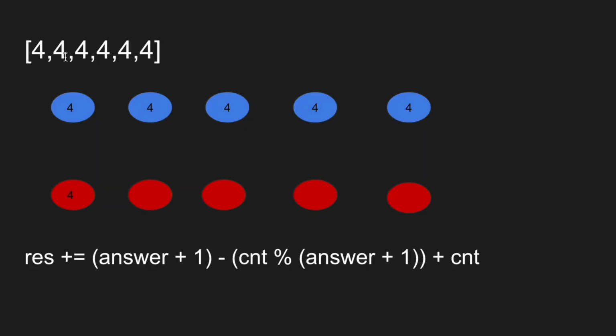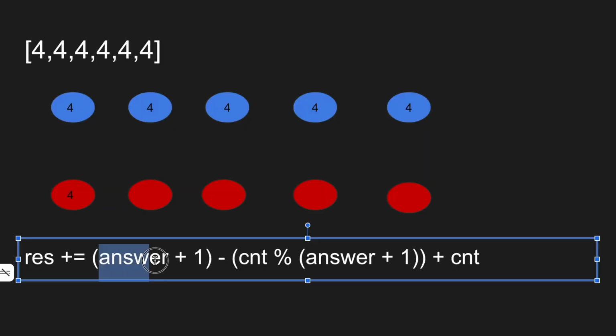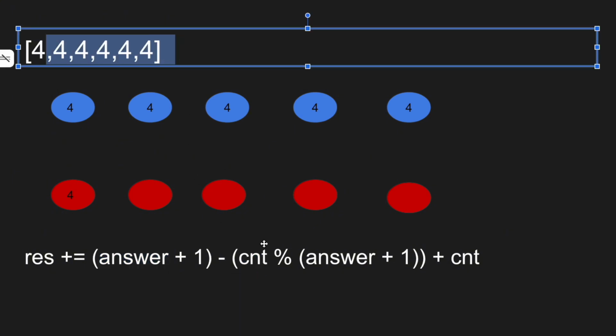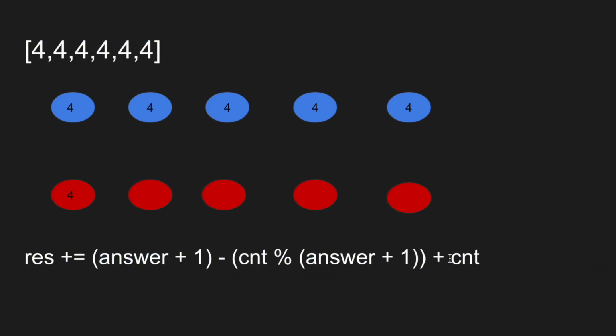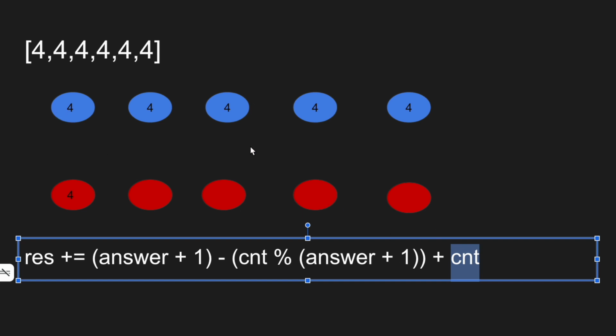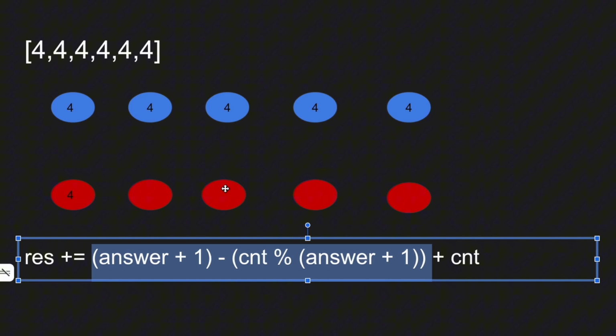So for example, this one, we would plug in 4 for answer, and then we will plug in 6 for count, because there's 6 people who answered 4. So as you can see, the count will be 6, which comes from these 6 rabbits who answered. And then this part will cover the 4 remaining rabbits.